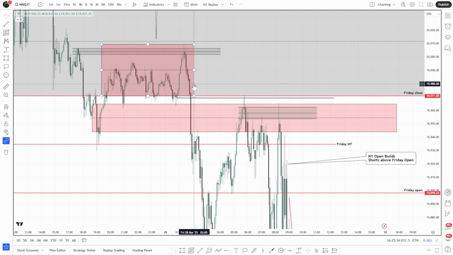And that's when you get your BPRs, just another form of BPR, balanced price range. Previous opposing ones are not always opposing. Yeah, you want to see them opposing.